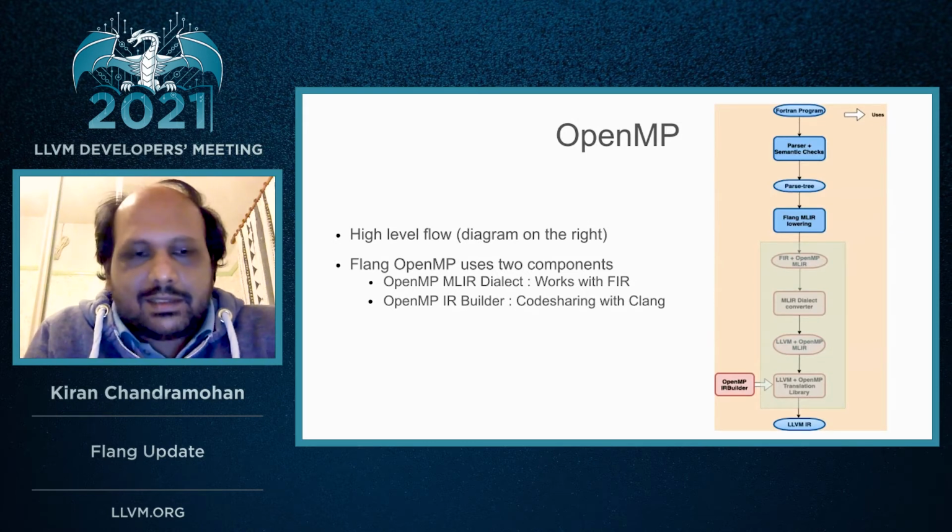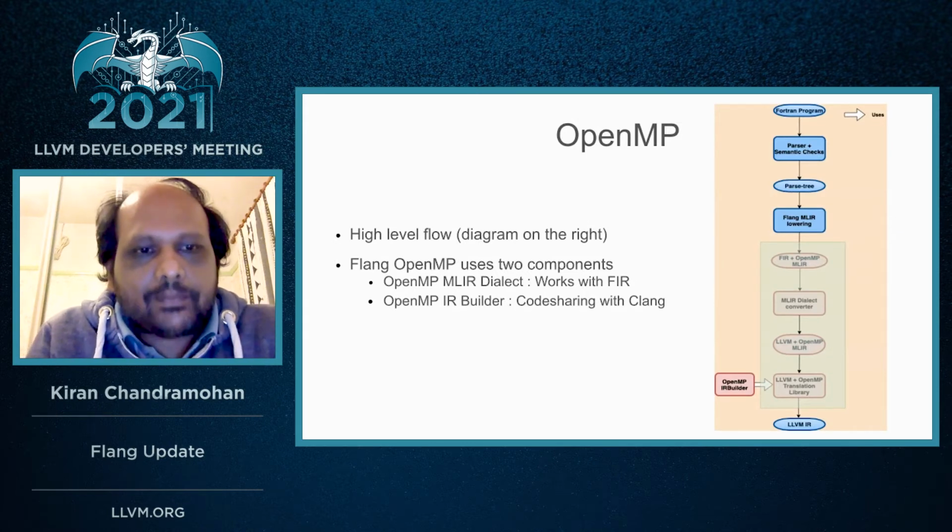Hi, I will provide the OpenMP update for Flang. So what we have on this slide on the right-hand side shows the high-level flow of the OpenMP handling in Flang. So we have the traditional compiler flow, including parsing and semantic checks. After that, the parse tree is lowered to the high-level IR based on MLIR, which Eric talked about. The Fortran portion is represented by FIR, and the OpenMP portion is represented by the OpenMP MLIR dialect.